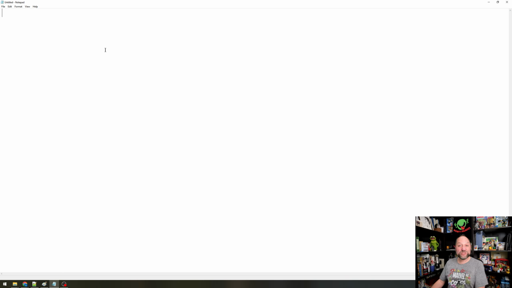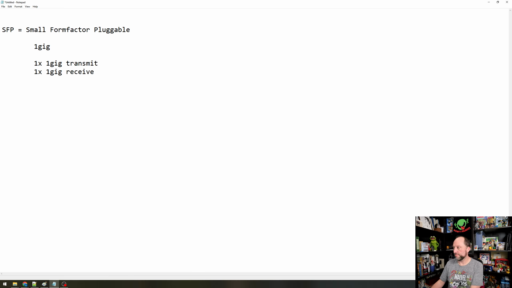So different transceivers, different standards, though all those ones I just held up are physically identically sized. Let's actually start with one I didn't hold up. The SFP transceiver stands for Small Form Factor Pluggable. An SFP transceiver is a 1 gig transceiver, and that's going to be 1 gig transmit and 1 gig receive. Now, that might seem a little silly, talking about this transmit and receive. It's going to make some more sense pretty soon, though.